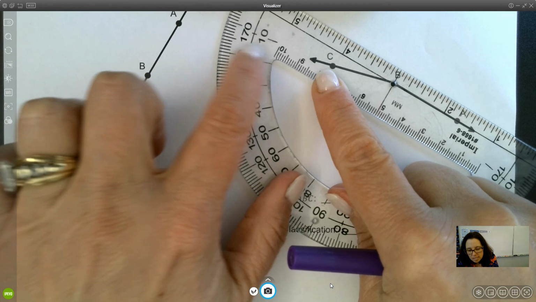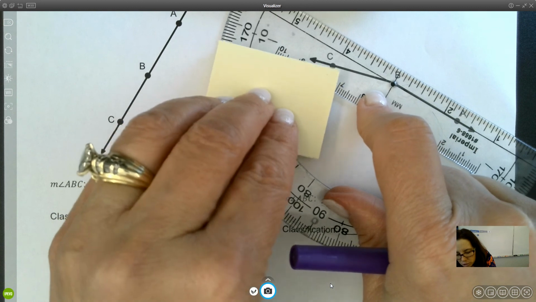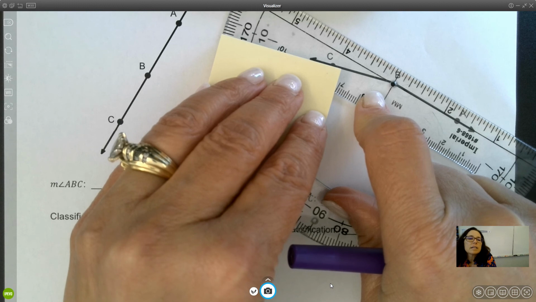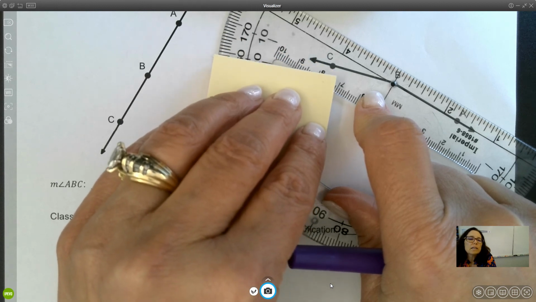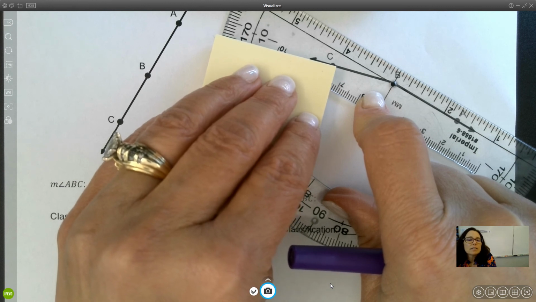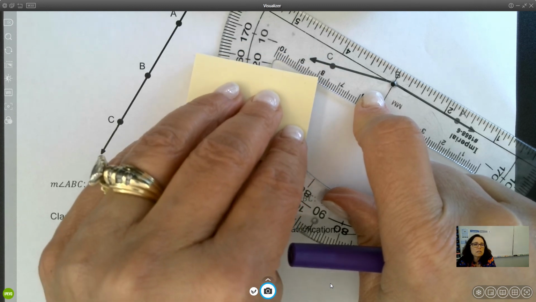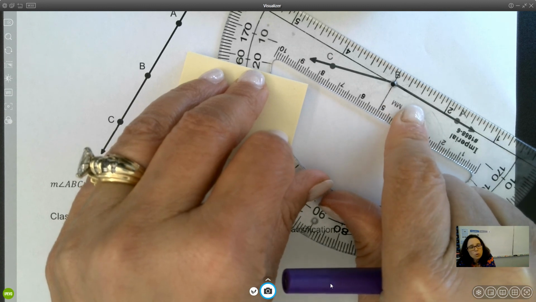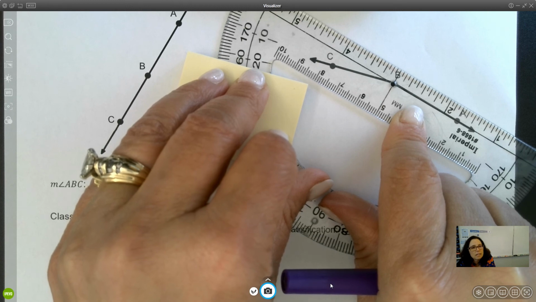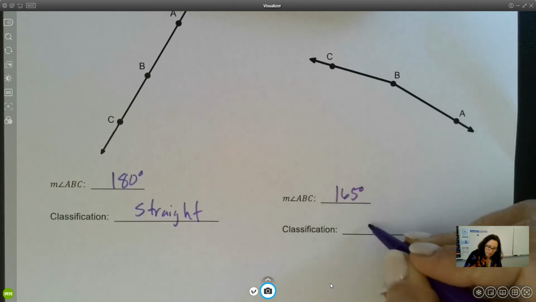I can't quite see where that's going through, so sometimes it's helpful to bring in something straight to extend. So that's going through between 160 and 170, right about 165. Is everybody good that it runs through 165? It also runs through 15. Is this a super big one or a super small one? Is it bigger than 90 or smaller than 90? This is bigger than 90, so we have to take the 165. And that's obtuse.